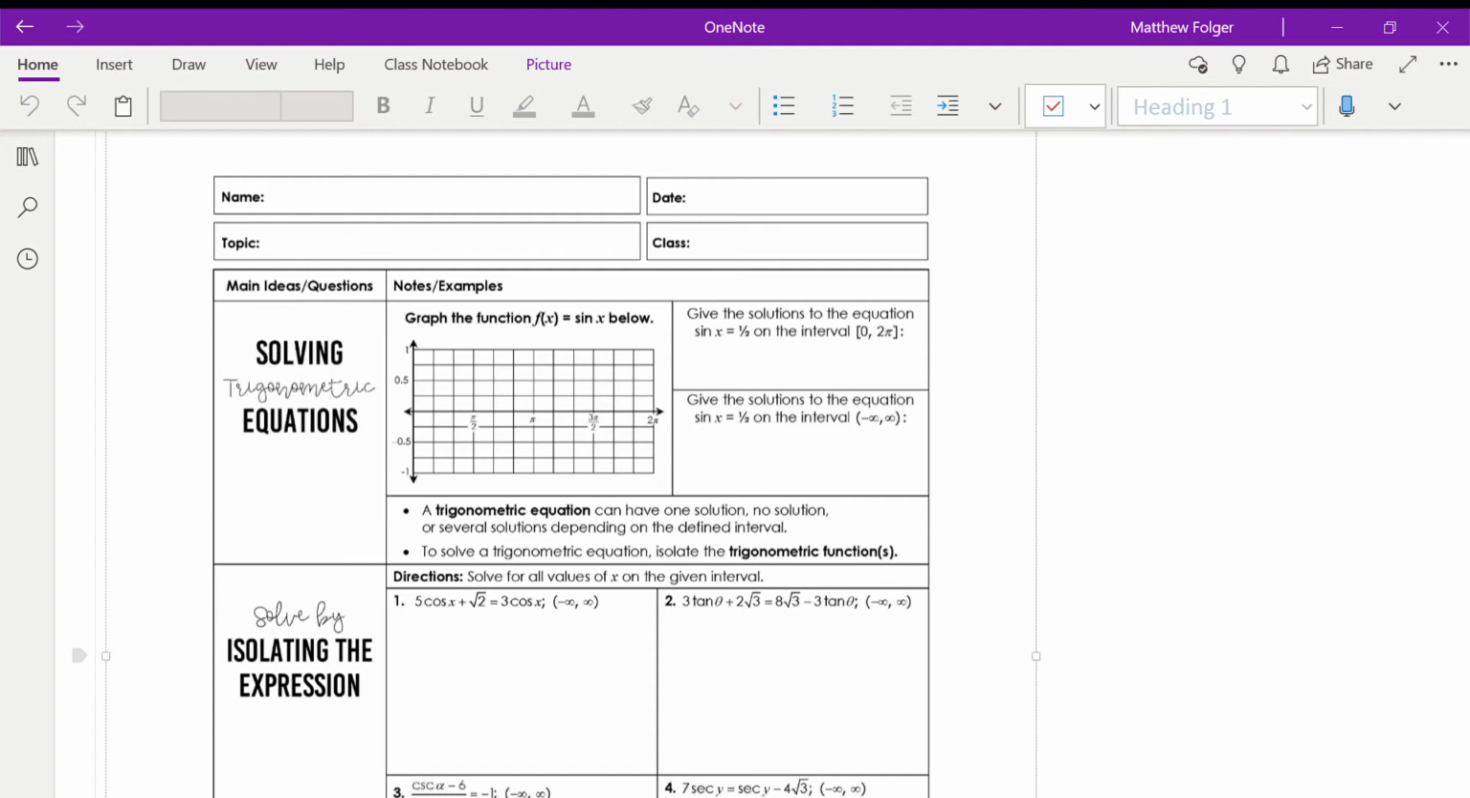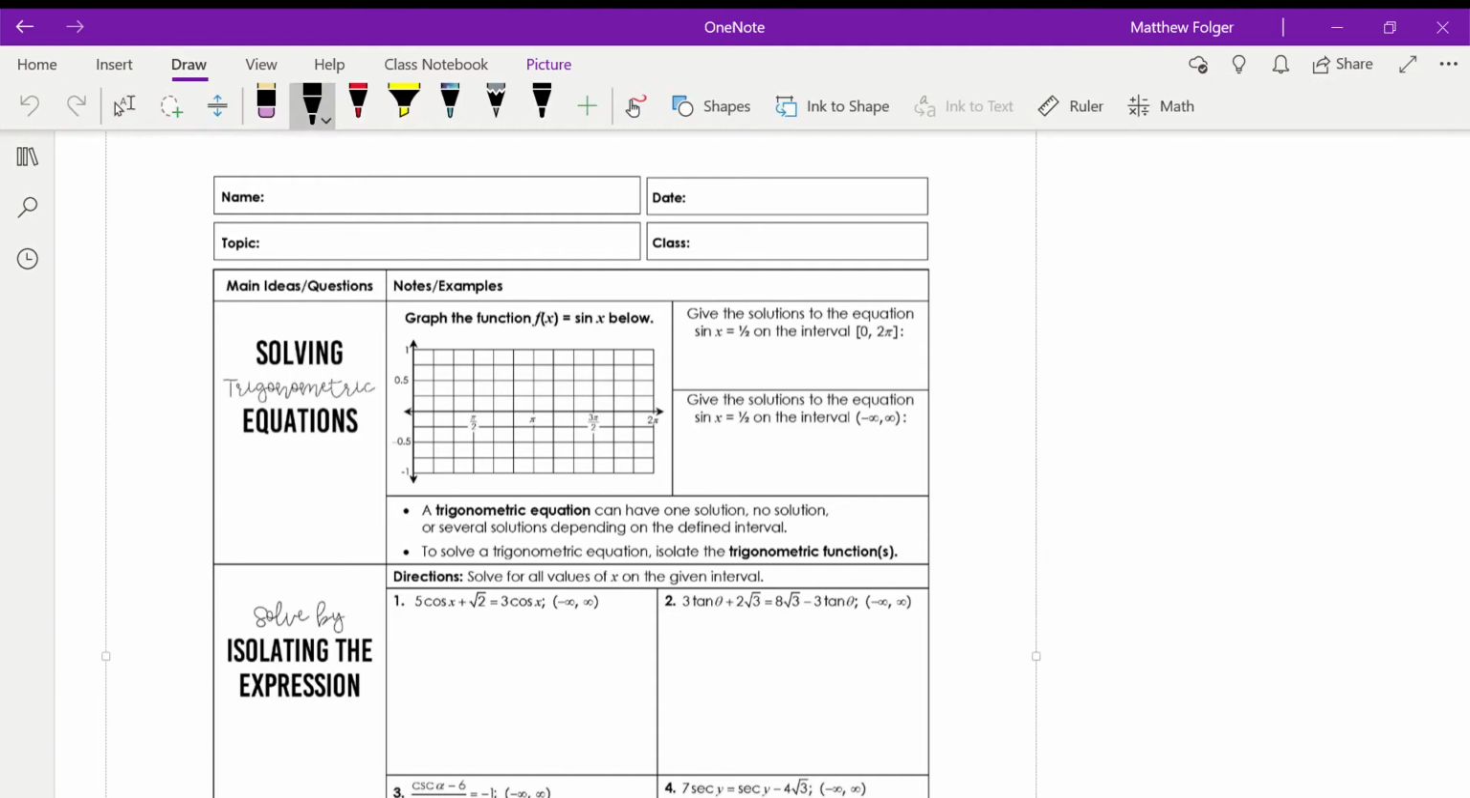So the first thing I want you to do is, along with me here, just graph. Hold on, this pen's not working. Let me see if I can get this going here. Try this again. There we go. All right, so graph this with me.